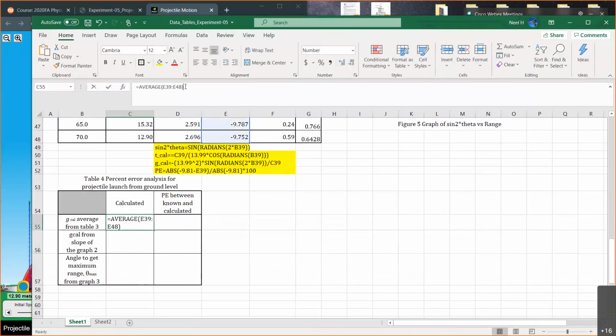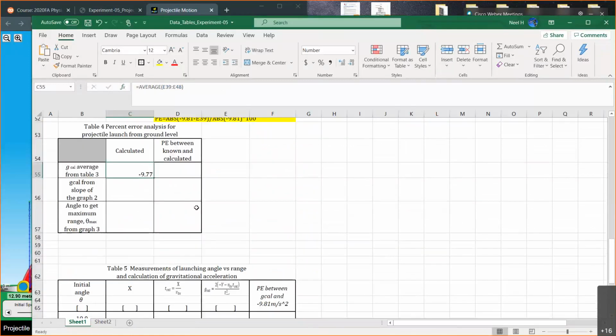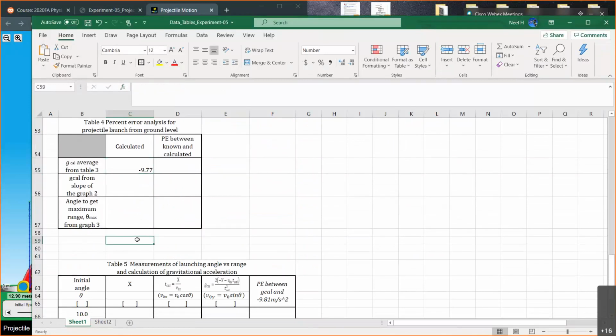Let me copy paste that also right here. Then you can collect all of those as we progress. This should be G cal average. Oh, that's the command I need. Cal AVG, that's the command I need. Okay, all right. Question.